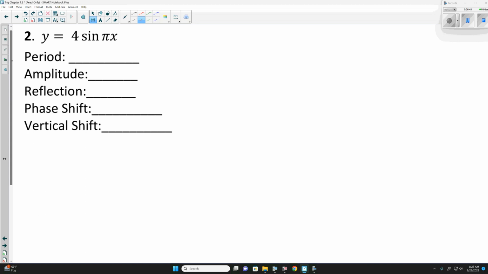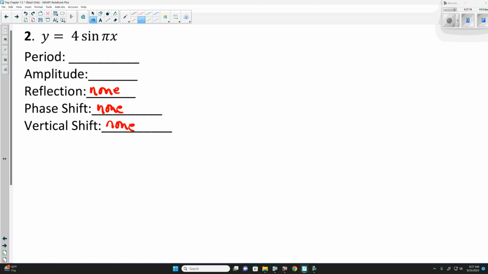So we know there's always going to be a period, there's always an amplitude. Is there a reflection? No, none. Is there a phase shift? No, there's nothing added to x inside the parentheses or subtracted from it. Is there a vertical shift? No. There's nothing added outside or added to sine there.